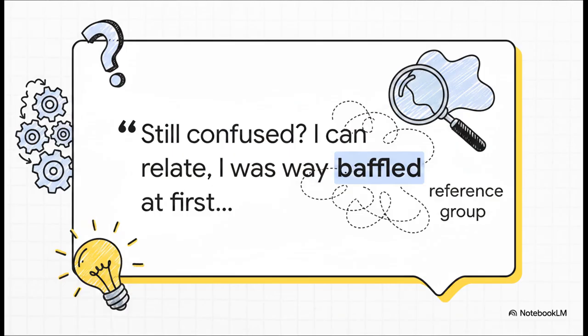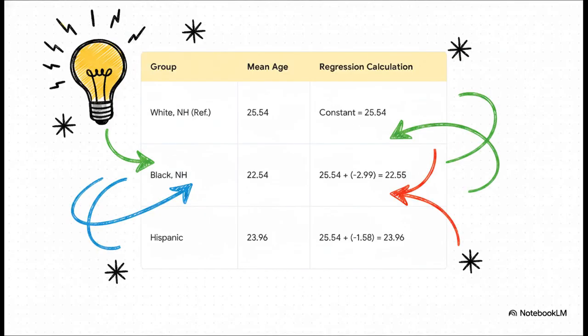Now, if you're kind of scratching your head, wondering how the math works, how the model just knows who the reference group is, don't worry. The author of the source material totally gets it. They admit they were baffled at first too. So let's make this crystal clear. And here it is. This is the aha moment where it all clicks into place.